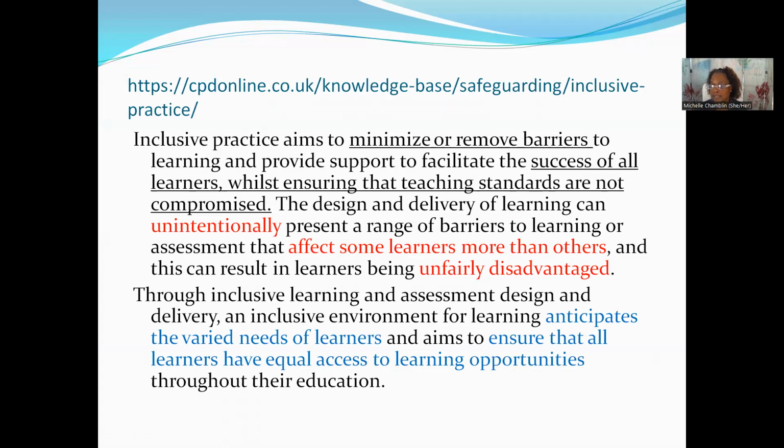Okay, so I like this definition, and I want to use this definition to begin with. It is a UK-based definition, but its inclusive practices aims to minimize or remove barriers to learning and provide support to facilitate the success of all learners while ensuring that teaching standards are not compromised. So notice they didn't say learning standards, but teaching standards. What we do, we cannot compromise.